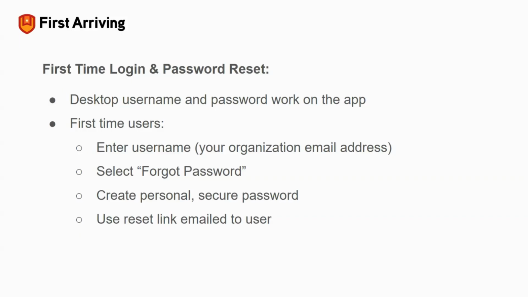Members who have accessed the platform on the desktop and created a password can log into the app using the same email address and password as the desktop platform. For those logging in for the very first time and doing it through the app, the process is identical to what we covered earlier with setting up a new account. So they're going to enter their email address and hit the Forgot Password button. That's going to send them an email with a link to set up their account.